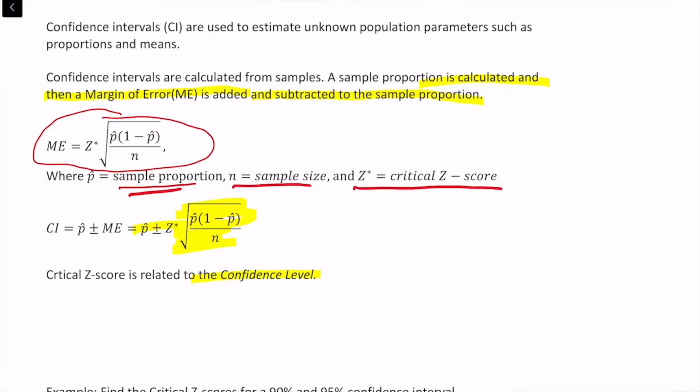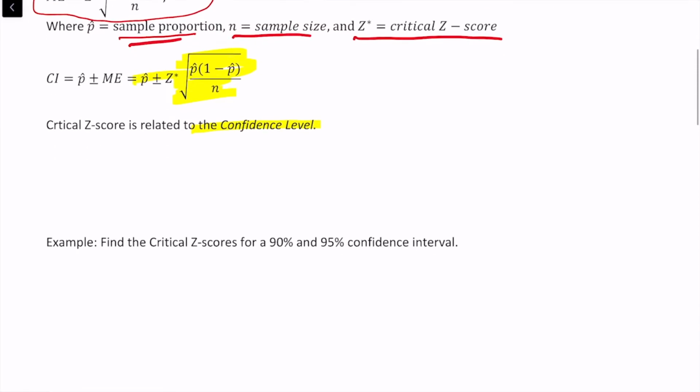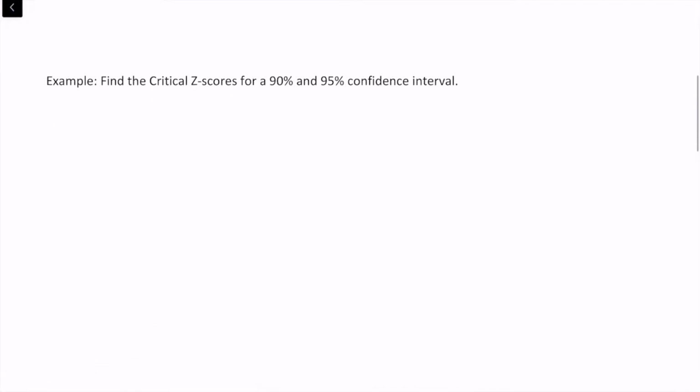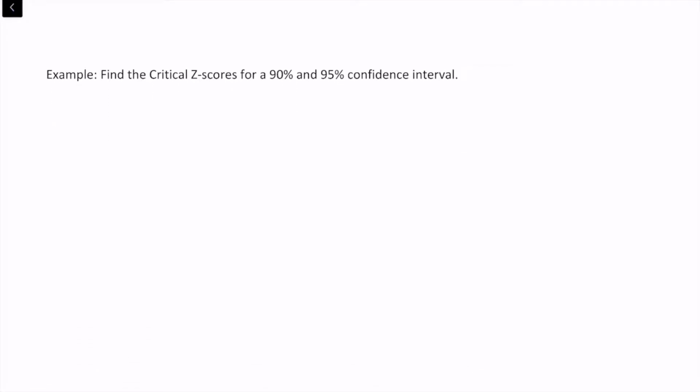Okay, so let me show you how to do that. For example, let us find the critical Z-scores for both a 90% and a 95% confidence interval. So how do we find these critical Z-scores? Well, this is what you do. As we always suggest in stats, if possible, draw a picture. We're talking about Z-scores, so we're talking about a standard normal distribution. So let's draw that with our familiar bell curve.